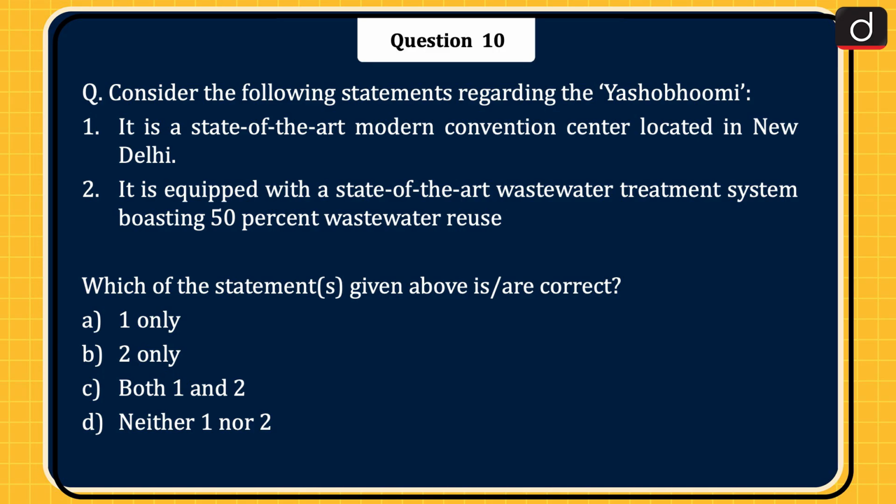Last question is, consider the following statements regarding the Yashobhoomi. 1. It is a state-of-the-art modern convention center located in New Delhi. 2. It is equipped with a state-of-the-art wastewater treatment system boasting 50% wastewater reuse. Which of the statements given above is or are correct? 1 only, 2 only, both 1 and 2, or neither 1 nor 2? The correct answer is option A, 1 only.